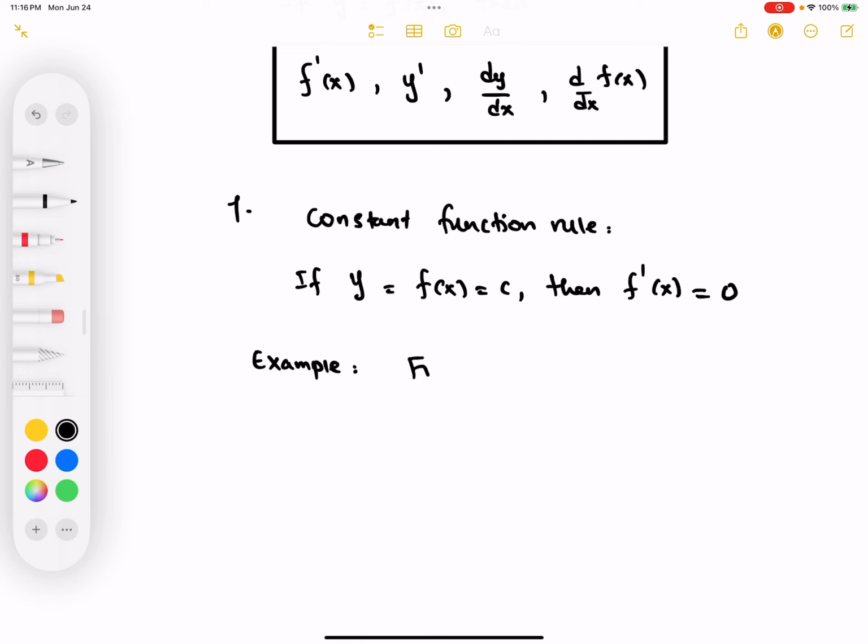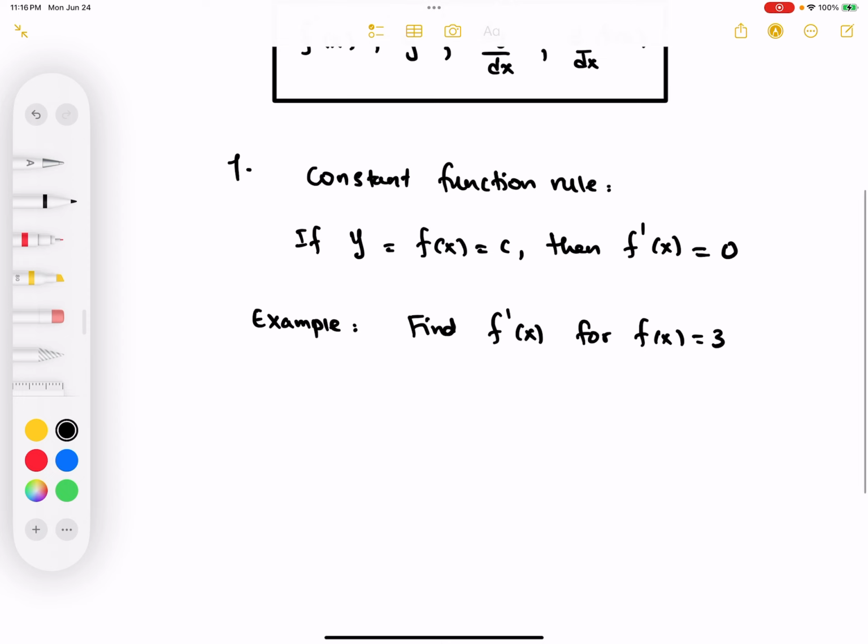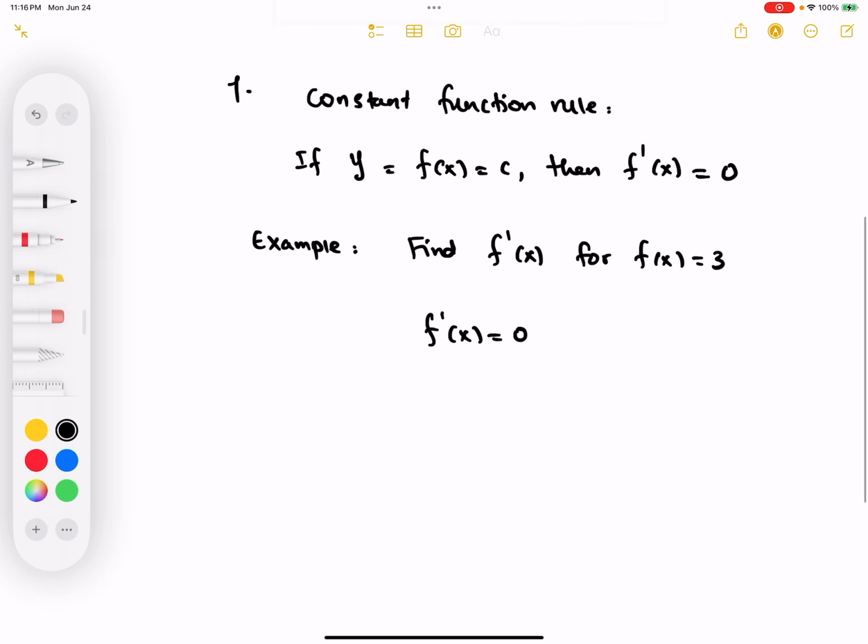Find f prime of x for f of x is equal to 3. Remember, f of x is equal to 3. 3 is a constant. Therefore, the derivative of this function is 0. That means, look at the graph of this one. The graph of this one is a horizontal line, f of x is equal to 3.